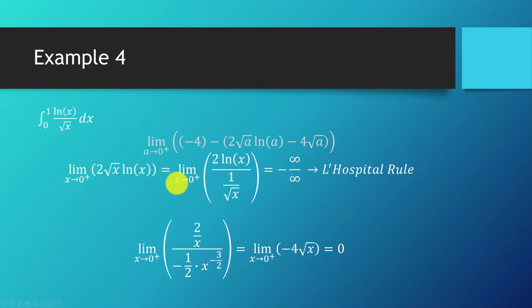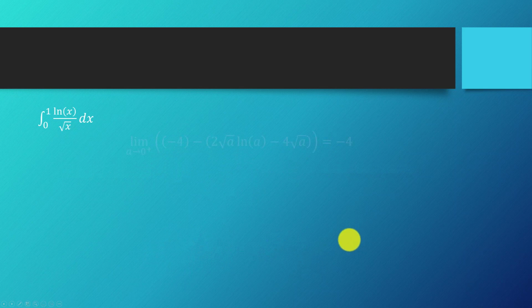But we can simplify that, bring this up and multiply the 2 with the 2, so negative 4. And then bring this up, you'll have x to the 3/2 minus 1 is x to the 1/2, which is square root of x. And that all goes to 0. So because that all goes to 0, the only thing that's left is the negative 4. So the integral from 0 to 1 of natural log x over root x dx is negative 4.